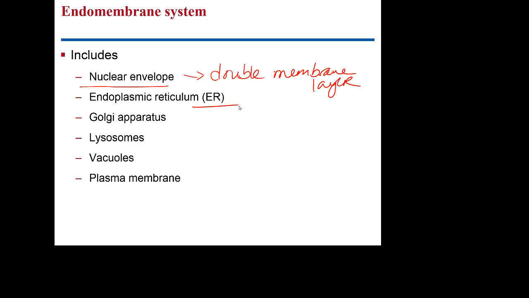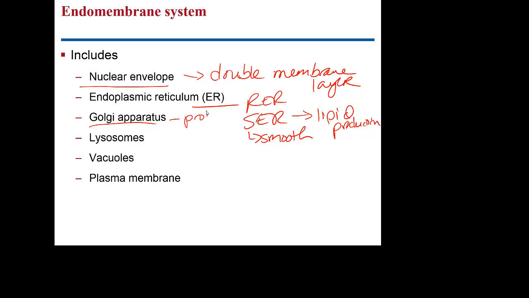The ER we've already looked at a little bit with the rough ER. We also have something known as the smooth ER. The smooth does not have ribosomes. It's going to be responsible for lipid production or fat production instead of proteins. Golgi is responsible for protein transport and packaging.